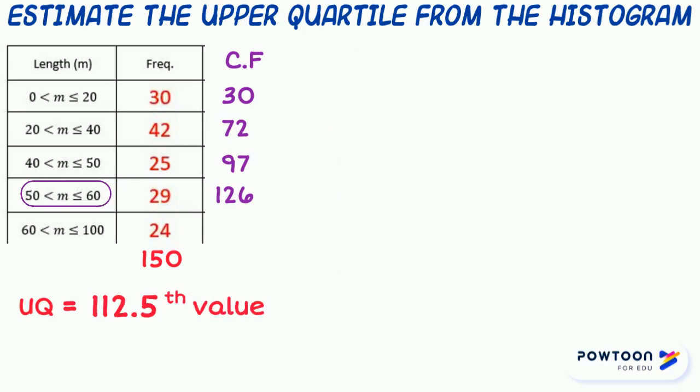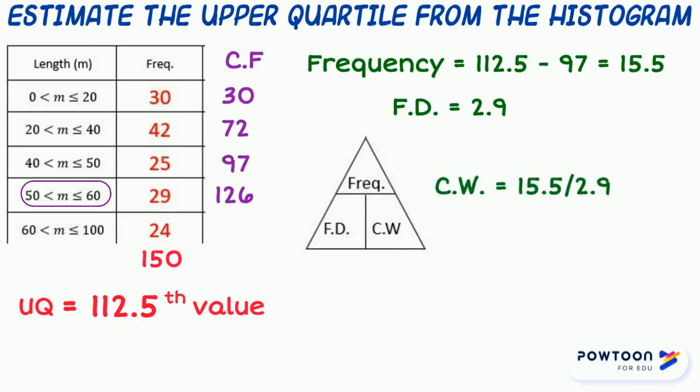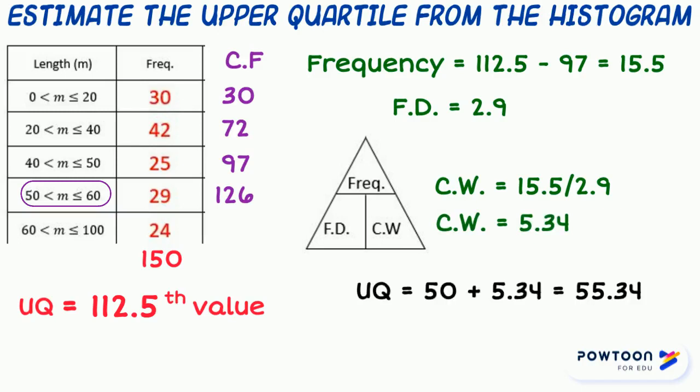Now we're going to find the frequency. Remember, this is just saying the 112.5 value, and take away the 97 we'd already used, so we're looking at 15.5. The frequency density is found by looking at the bar in the histogram for the interval of 50 to 60, and we find that it is 2.9. We'll find the class width by doing 15.5 divided by 2.9. That means our class width is about 5.34. Again, to find the upper quartile, you add it to the lower bound of our interval, so 50 plus 5.34, which means our upper quartile is 55.34.